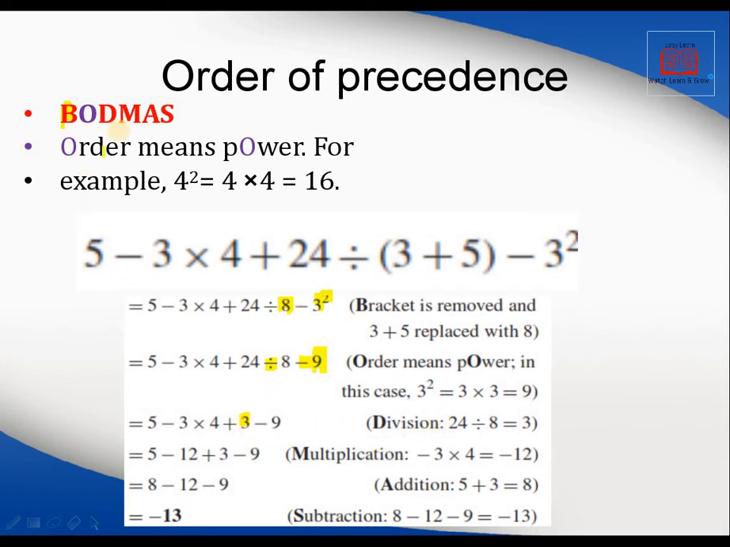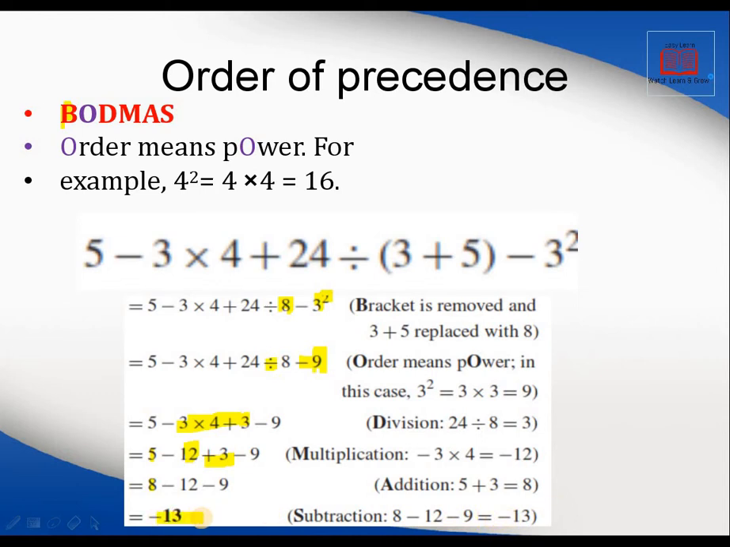Next is M. M stands for multiplication. Yes, there is multiplication available in this question, so we replace this with 12, minus 12. In the next step, if there is any addition available: yes, there are two positive numbers, 5 and plus 3. We perform the addition: 5 plus 3 is 8. In the next step, we perform subtraction: 8 minus 12, then minus 9. So the answer is minus 13.